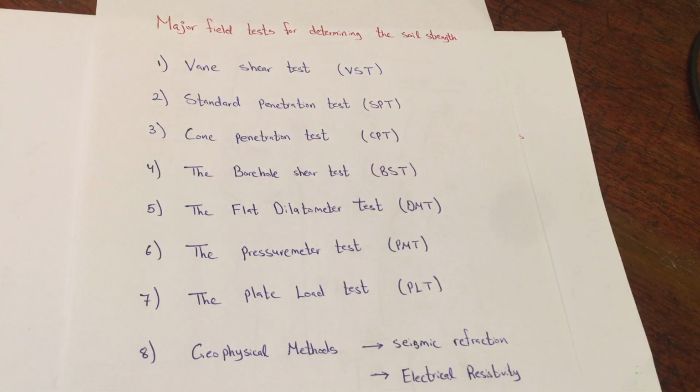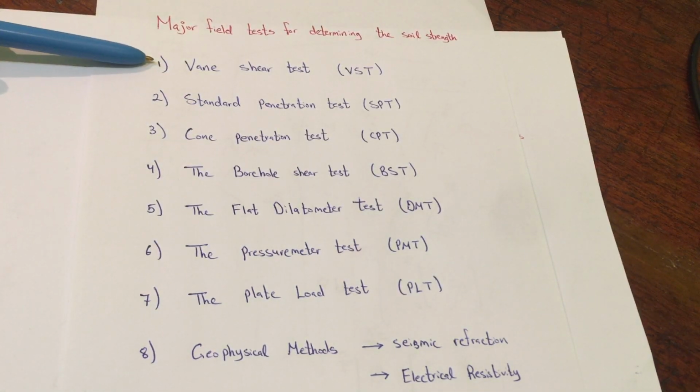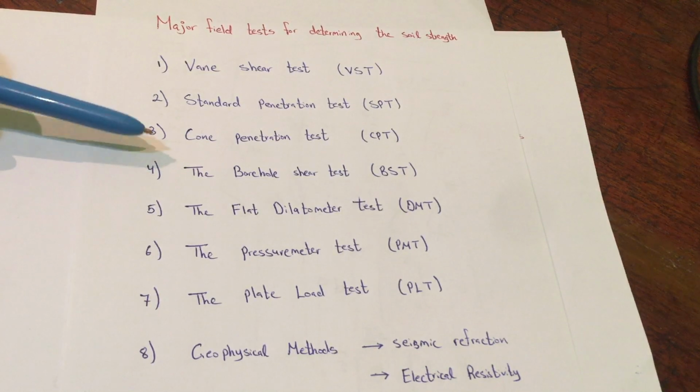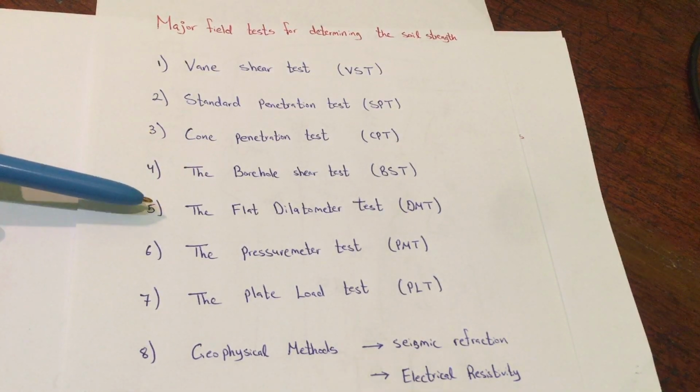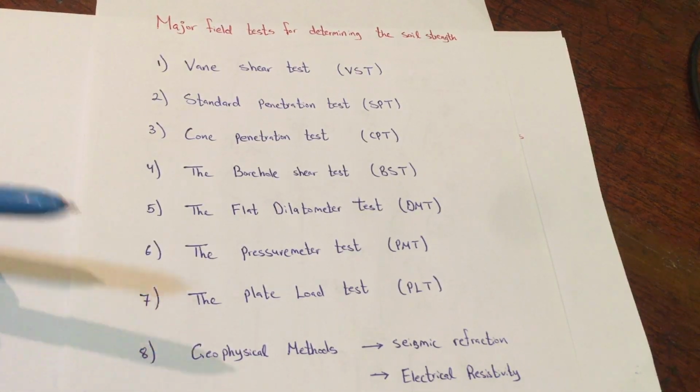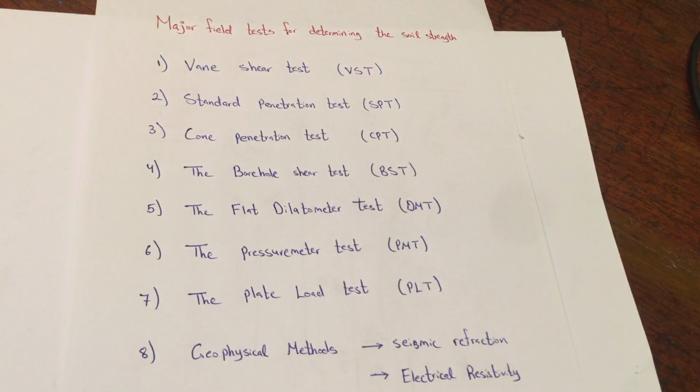When we look at the field tests for determining the soil strength, we can see that we have several types and several tests to do in the field, and these are the major types. We have here the Vane Shear test, the standard penetration test, cone penetration test, the borehole shear test, the flat dilatometer test, the pressure meter test, the plate load test, and the geophysical methods, which are other types of methods. So here we are going to basically focus on the Vane Shear test.